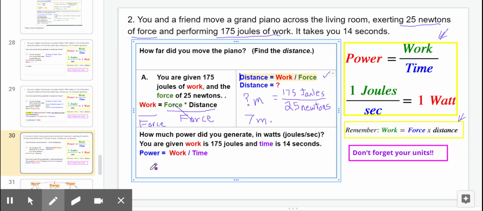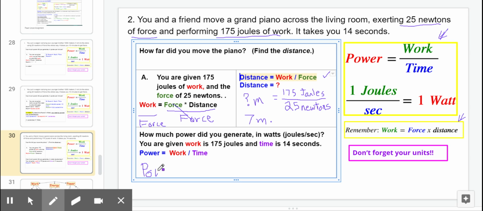Then it asks, how much power did you generate in watts? And remember, 1 watt equals 1 joule per second, so our time has to be in seconds for this to work. Your given work is 175 joules, and your given time is 14 seconds. So we can use the two values as is and calculate power in watts.